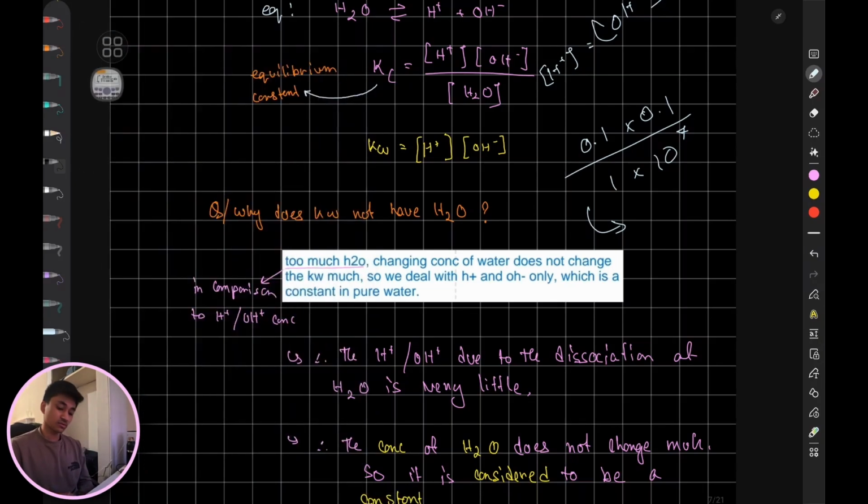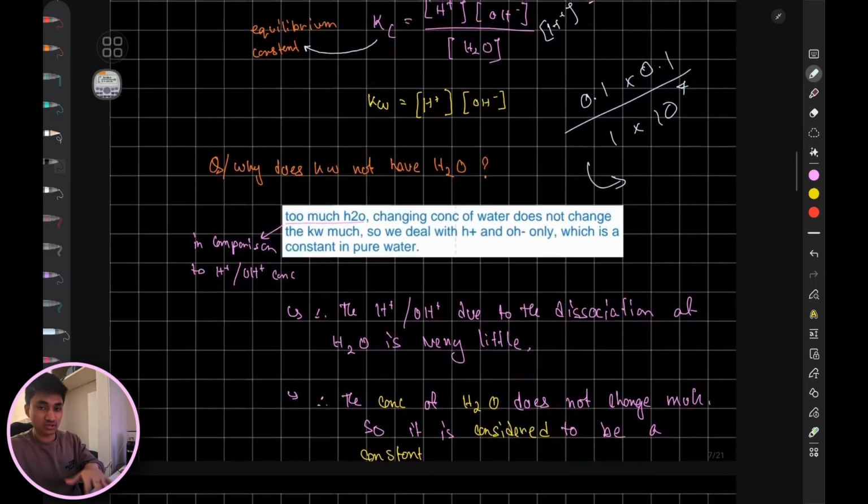So essentially, when you have such a large value compared to your numerators, the change in your denominator, it goes both ways. It could be numerator or denominator, it doesn't matter. In this case, your H2O concentration is in the denominator. So changing anything of H2O is not really changing anything about the Kw. The Kw is relatively the same. Percentage wise, there's not much of any change in Kw. So that is why we're only dealing with your H plus concentration and OH minus concentration, and that is what exists in your pure water.